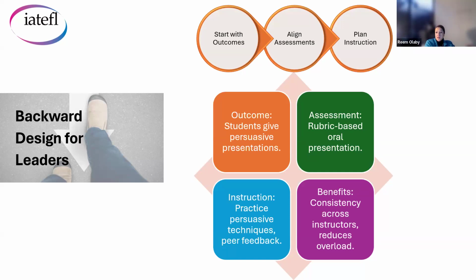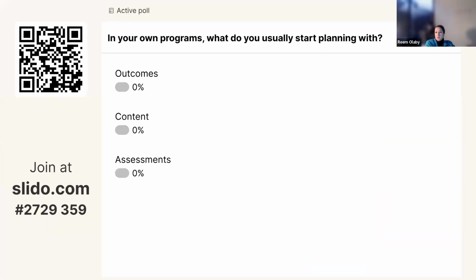Okay? Great. So now that we have just walked through the steps of backward design, starting with outcomes, aligning assessments, and only then planning instruction, I'm curious about your own reality. So in your programs, what do you usually start planning with? Is it outcomes? Is it content? Is it assessment?